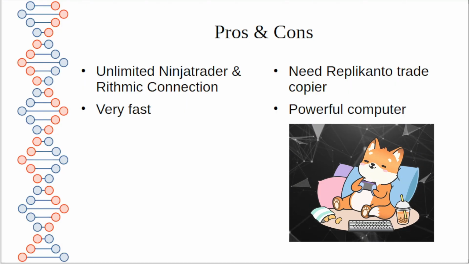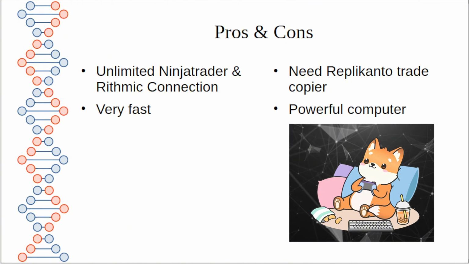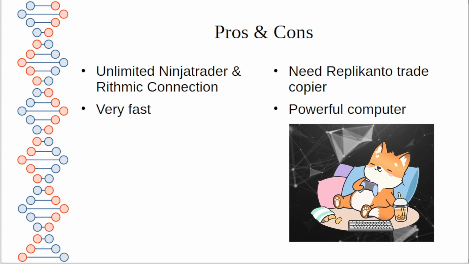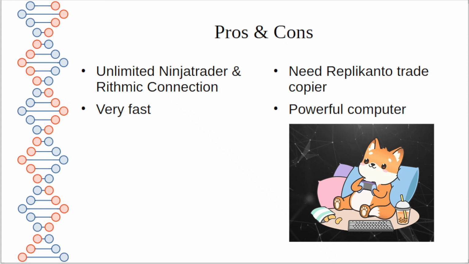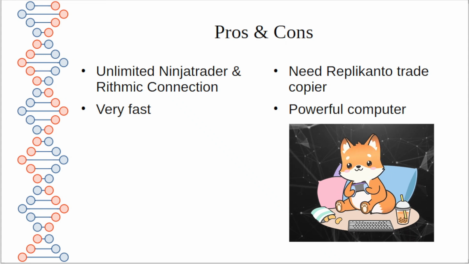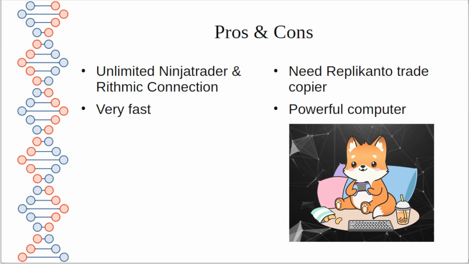Well, the pros are that you can have unlimited Ninjatrader and Rithmic connection in the same computer. And because the communication is all within one computer itself, the communication between the few Ninjatrader accounts is very fast, and orders reflect quite instantly. What are the cons? First, you will need a Replicanto trade copier for this to work.